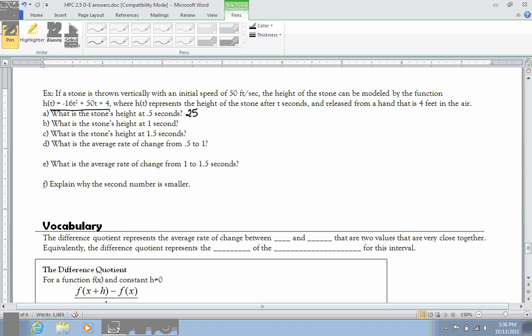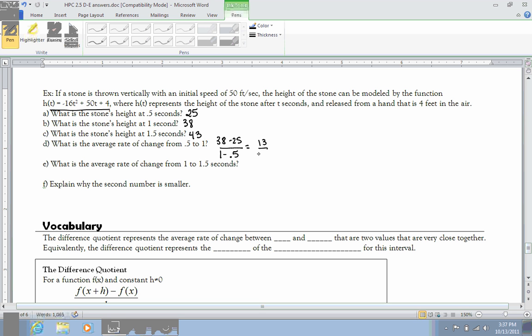If you pause, you can do these on your own and come back and turn the tape on and see what you're getting. If you plug in 1, you get 38. If you plug in 1.5, you get 43. So this time if you're doing average rate of change from 0.5 to 1, you're finding the y values of 38 and 25, subtracting those, and the x values, 1 second minus 0.5 seconds.